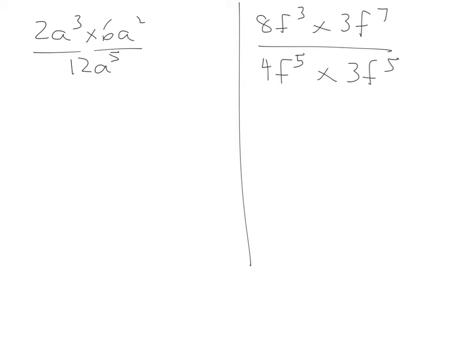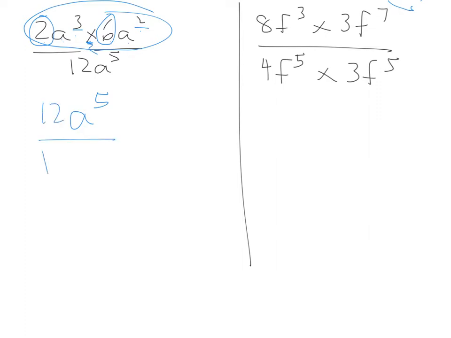So, like you've seen in the past, we simplify the top first. We've got the same base, so therefore the powers, we add them. So we'll have a 3 plus 2 is 5, and now what do we do with our two numbers? Well, we multiply them because it's a multiplication. So 2 times 6 gives us 12. Now we're going to divide that by 12a to the power of 5. Okay, now this is where it gets really mind-blowing.